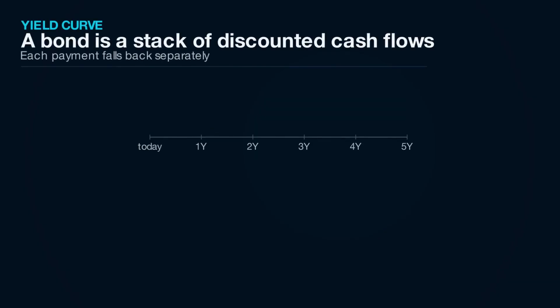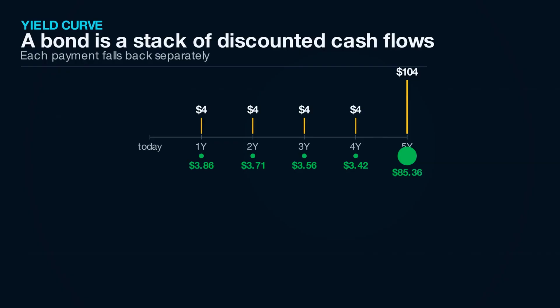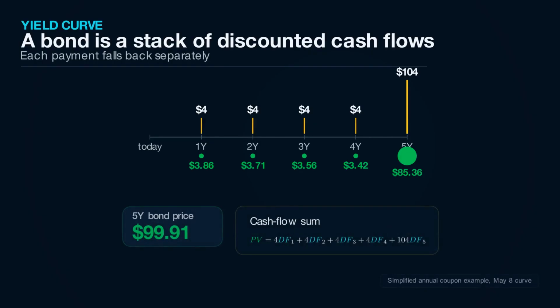Now, we can price a bond. Imagine a 5-year bond with a $100 face value and a 4% annual coupon. The mistake is to think of it as one thing. Mathematically, it is 5 separate cash flows: $4 in year 1, $4 in year 2, $4 in year 3, $4 in year 4, and $104 in year 5. Discount each one by the curve, add them up, and the price is about $99.91. Not because of magic, because the curve told each future dollar how much it is worth today.